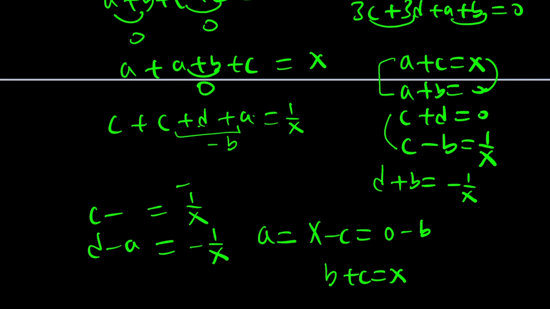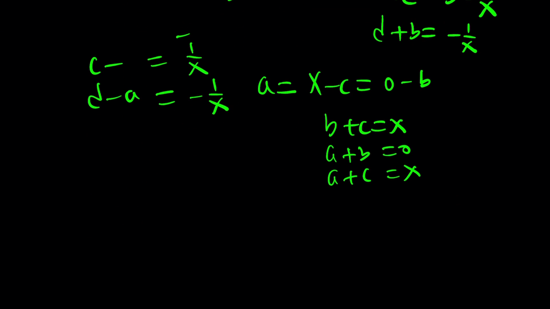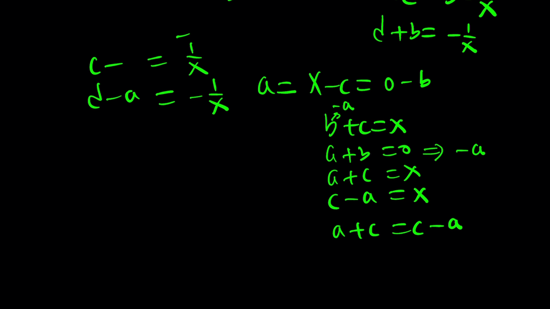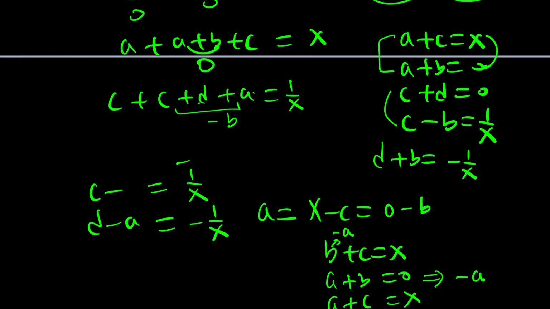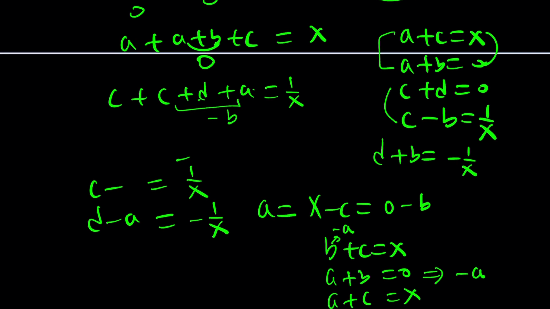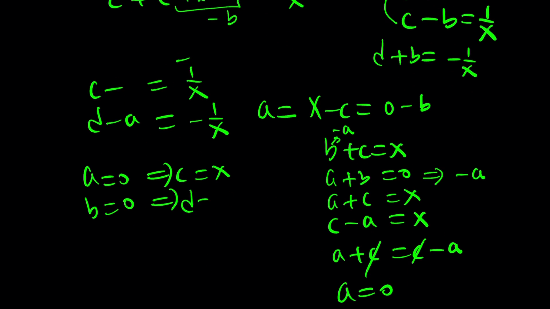A plus b is equal to 0. A plus c is equal to x. Now this means something. We can replace b with negative a from here. If you replace b with negative a, I get c minus a is equal to x, but a plus c is also equal to x, which means a plus c is equal to c minus a. I'm probably taking the longest way possible. This means a is equal to 0. Great, this is helpful. If a is 0, then c is x. Great. And if a is 0, b is also 0 because a plus b is 0. C plus d is 0. That means d is equal to negative x.